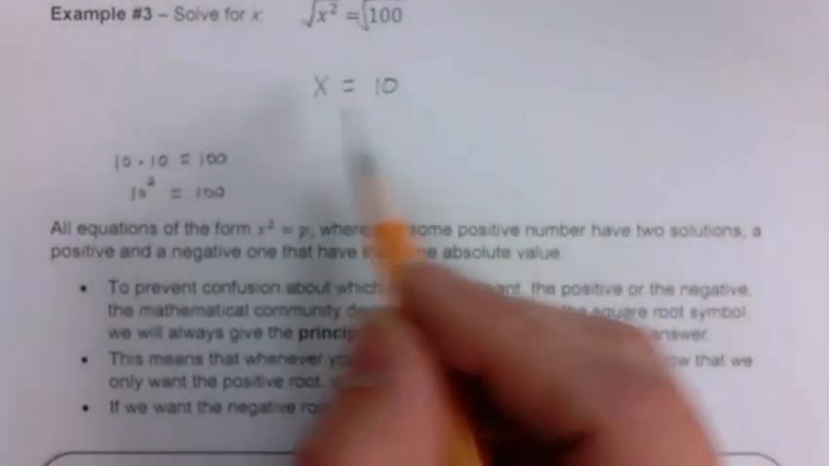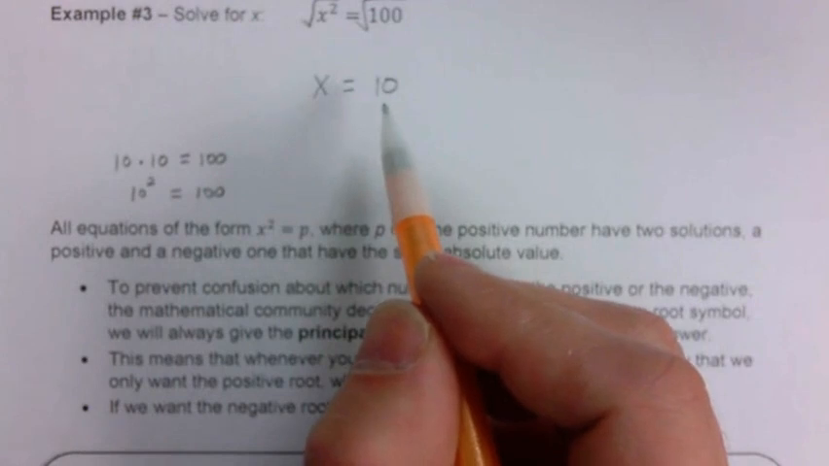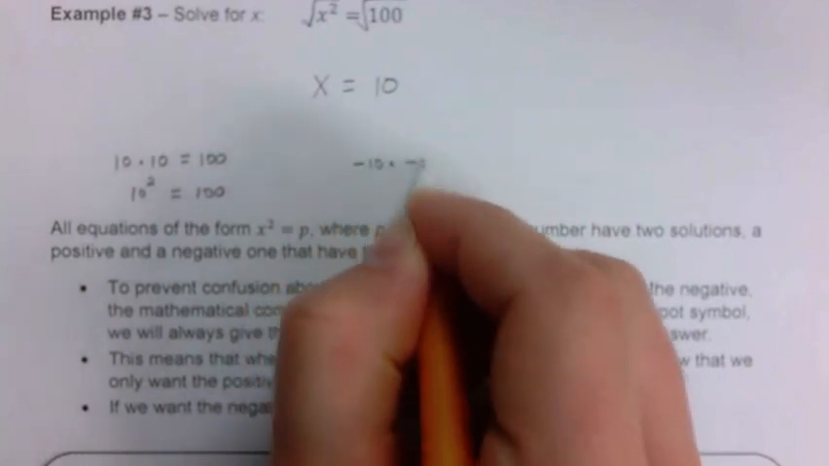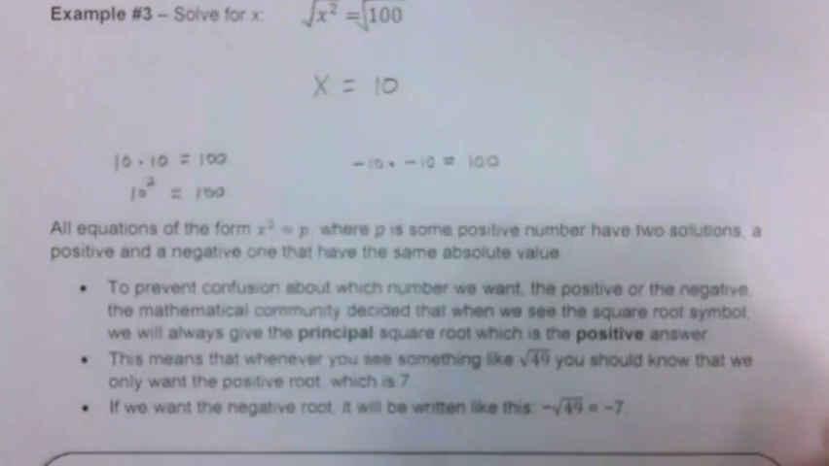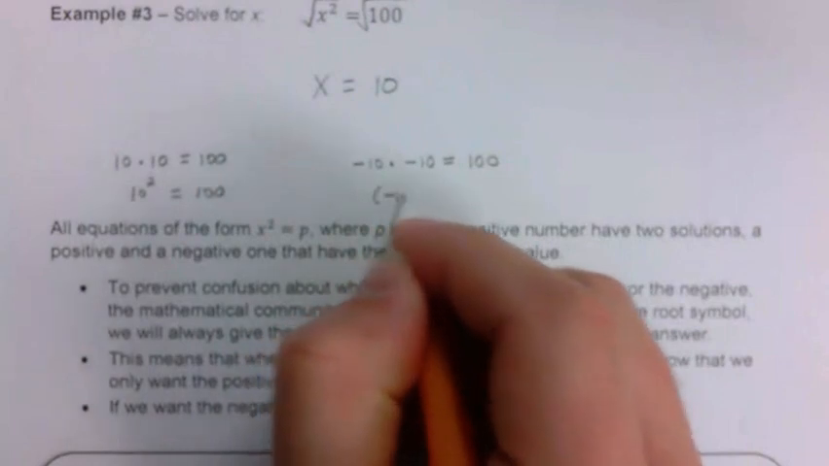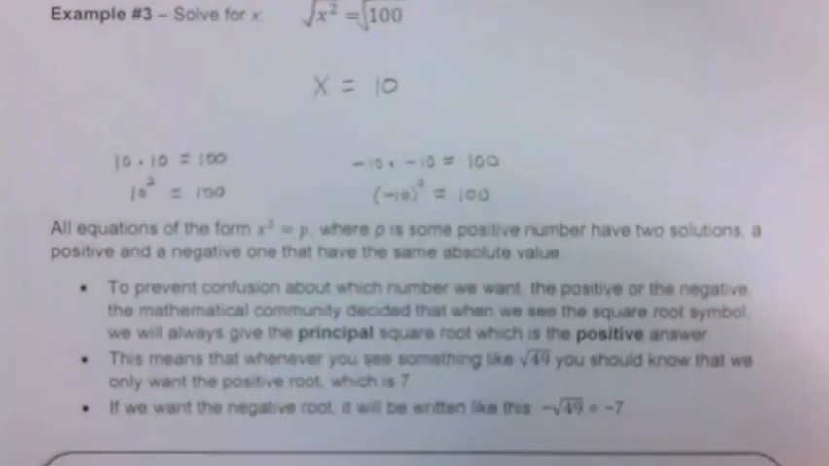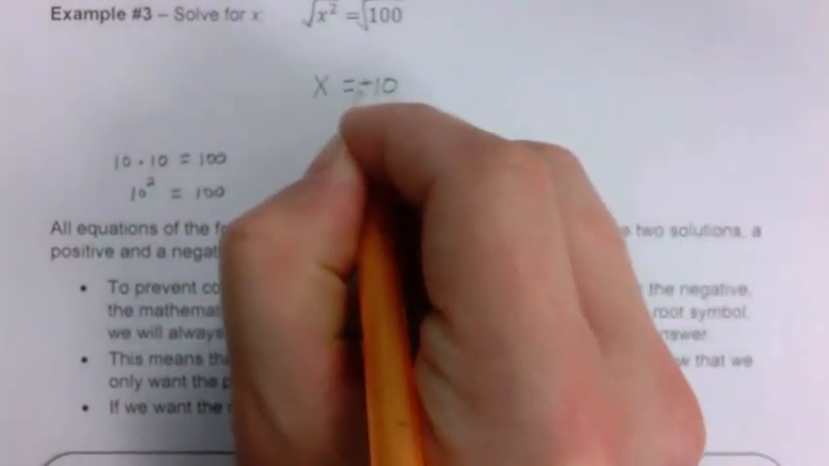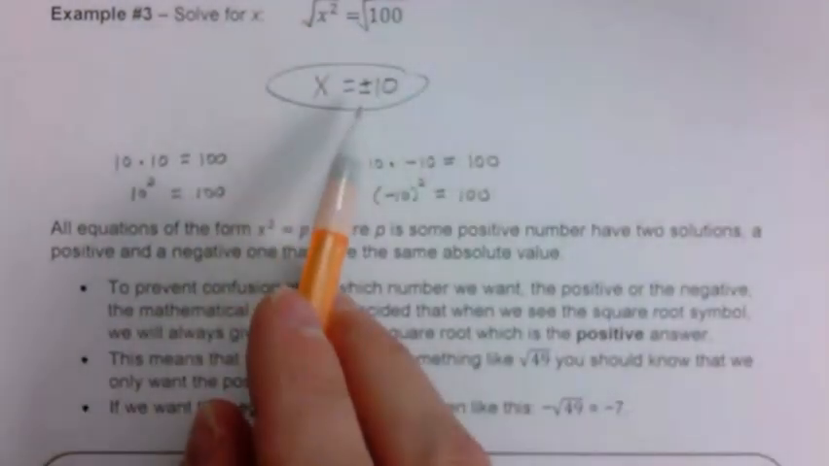But this isn't the only answer. In fact, we could also say that negative 10 multiplied by negative 10 is also 100. A negative times a negative is a positive number. So negative 10 squared is also equal to 100, which means in this example there are two answers. x can equal 10, but x can also equal negative 10. To show that it could be either positive or negative, we write the symbol plus or minus. x can equal plus or minus 10.